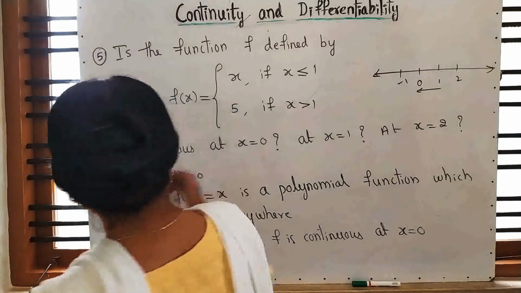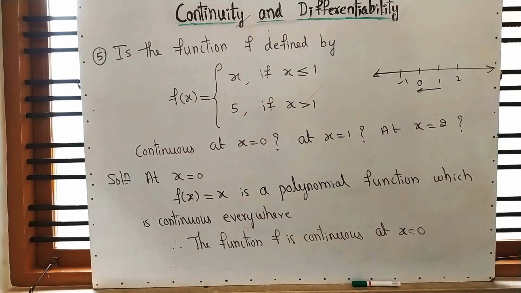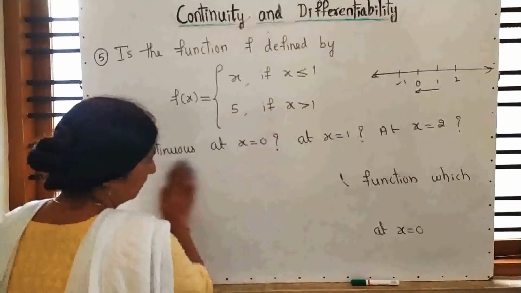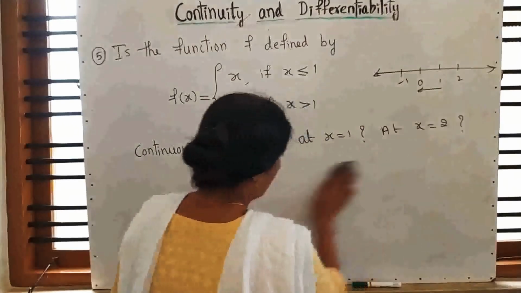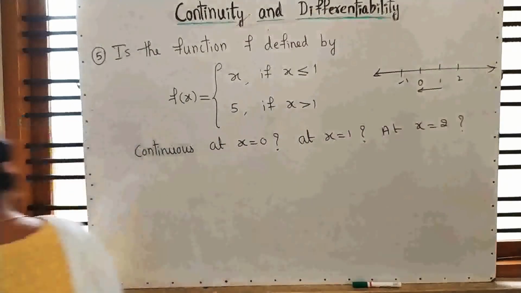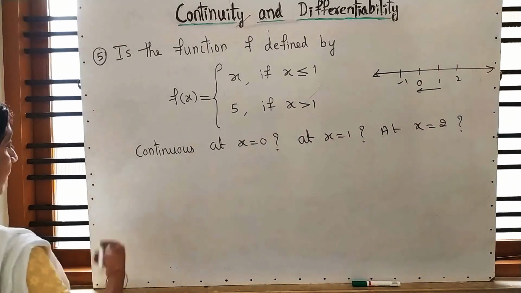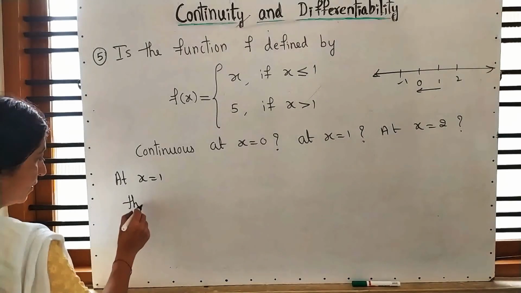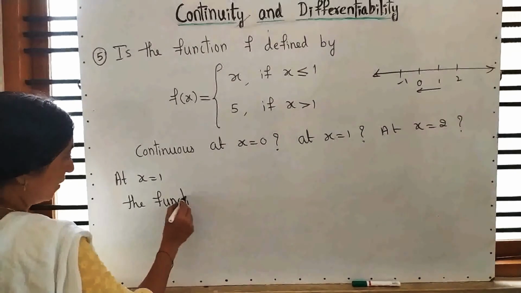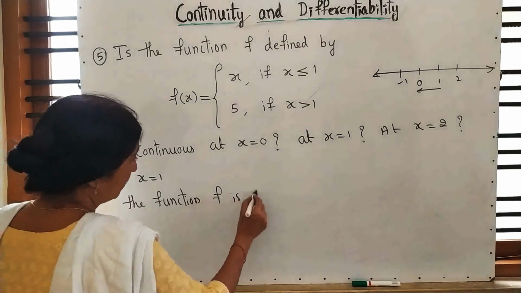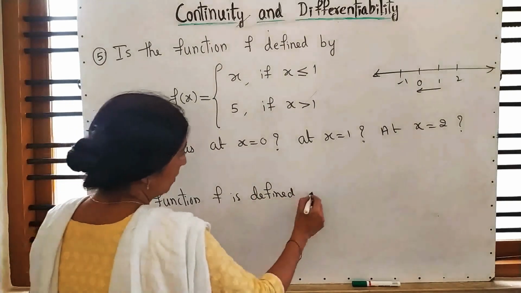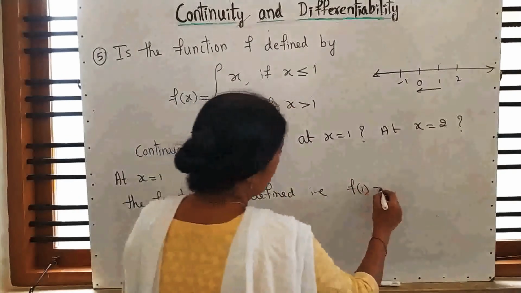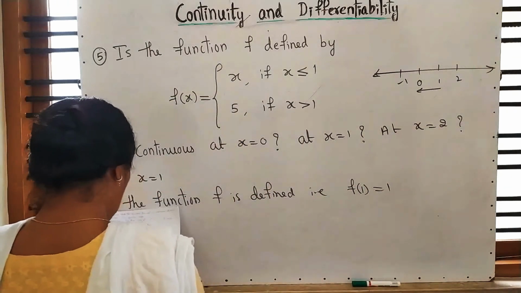That means x is less than or equal to 1, x is greater than or equal to 1. So at that time we have to go for left hand limit and right hand limit, because easily you can select left hand limit and right hand limit at x is equal to 1. See the function. The function f is defined. Is it defined or what? Yes, because at x is equal to 1, it is x. In place of x if you write 1, it is 1.